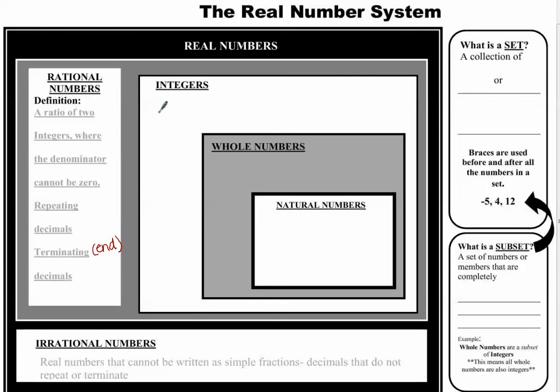One subset of rational numbers is integers, which is your positive and negative whole numbers, for example, -3, -2, -1, 0, 1, 2, 3, and so on and so forth in each direction. So all your negatives, all your positives.